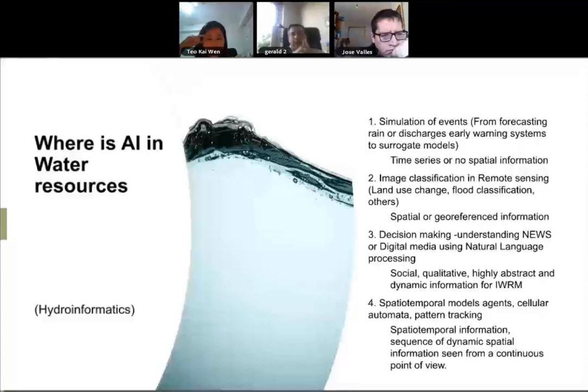Now, again, going deeper, where is this AI in water resources? You can find many applications nowadays that use machine learning for simulation of events, from forecasting rain or discharge for early warning systems, and even building surrogate models that replace operational systems, like real-time controlled situations where you want them to reproduce or represent something that achieves a certain performance. This first paradigm in water resources contemplates only time series, and most of the time there is no spatial information. The second one is image classification in remote sensing.